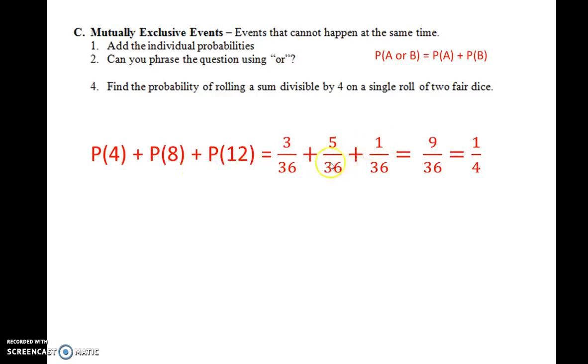You would go up to your chart there and say for a 4 it's 3 out of 36, an 8 is 5 out of 36, 12 is 1 out of 36. You add them together, so when we add fractions, we have common denominators. That denominator doesn't change. You add the numerators together to get 9, and this fraction would reduce to 1/4. But again, mutually exclusive. It has to be events that are not going to happen at the same time. Okay, so they are separate in their probabilities, and you can phrase it using the word or.